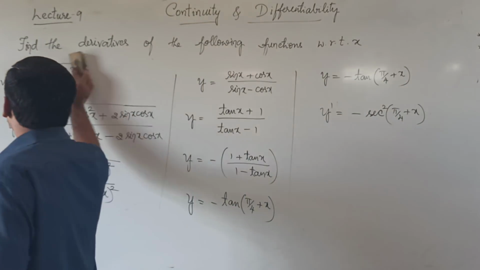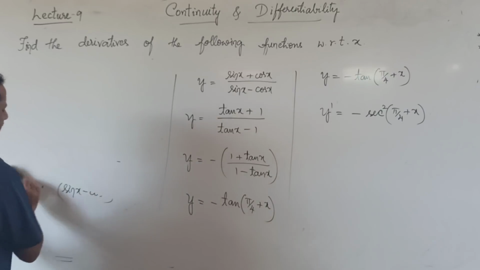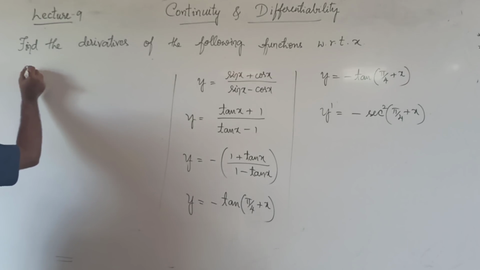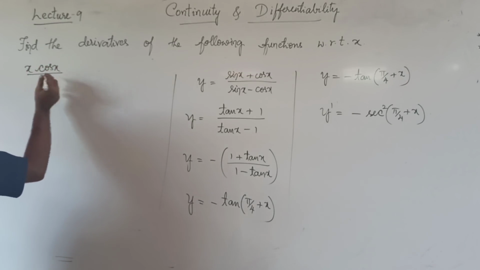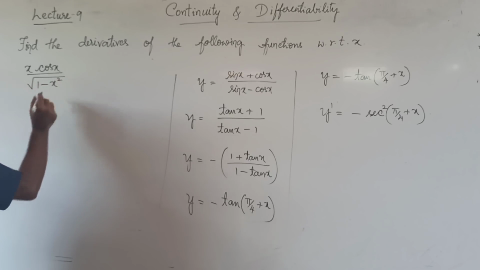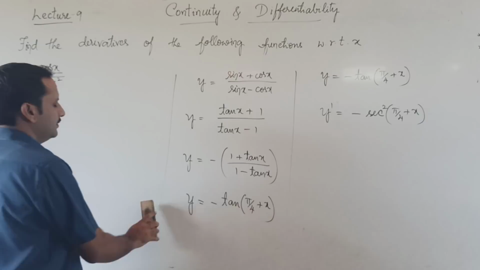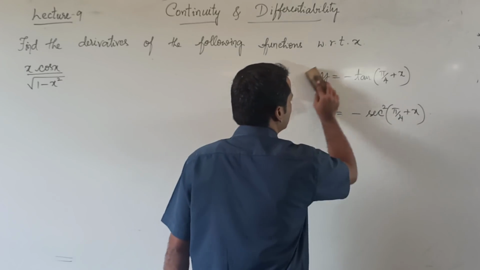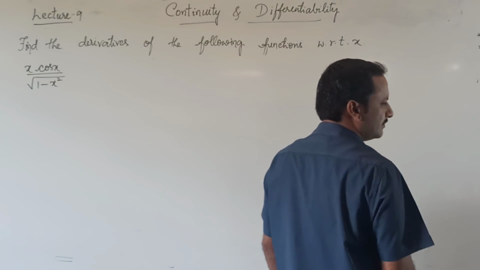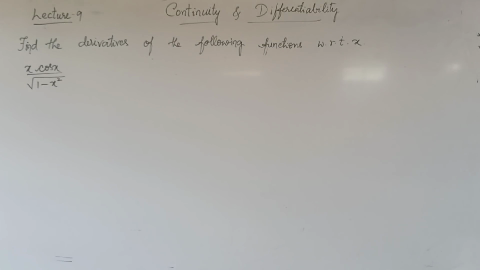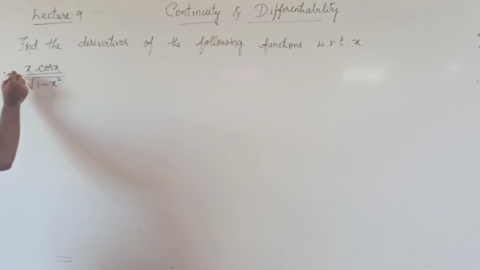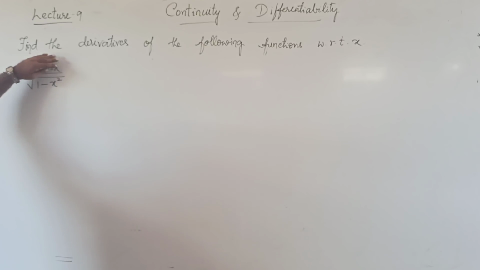Next question. x cos x divided by root of 1 minus x square. I treat this as y, let y equal to this. So this is of the form u divided by v. We have to use the quotient rule.